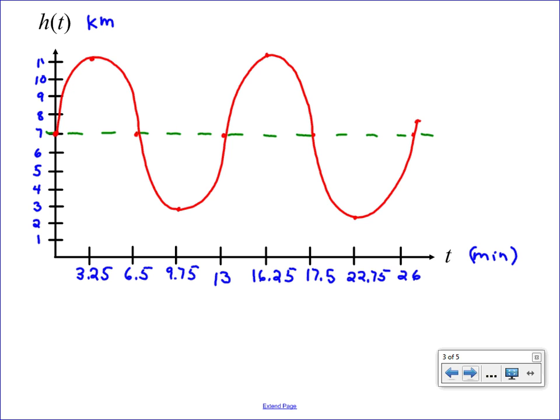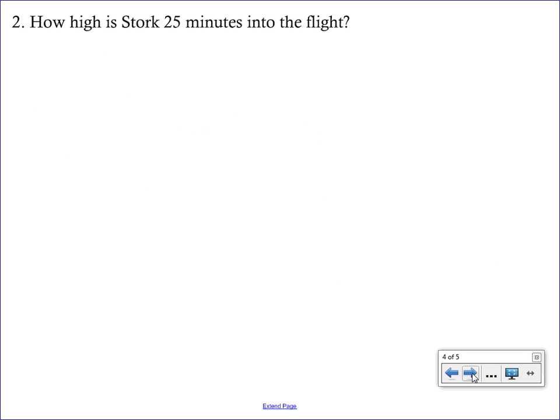The next question asks us how high is the stork at 25 minutes? Well, that's another good reason I have 2 cycles in here. So 25 minutes is right before the end of our second cycle, so we'd expect him to be a little bit below 7. We can calculate that exactly, though, by just plugging 25 into our h equation.